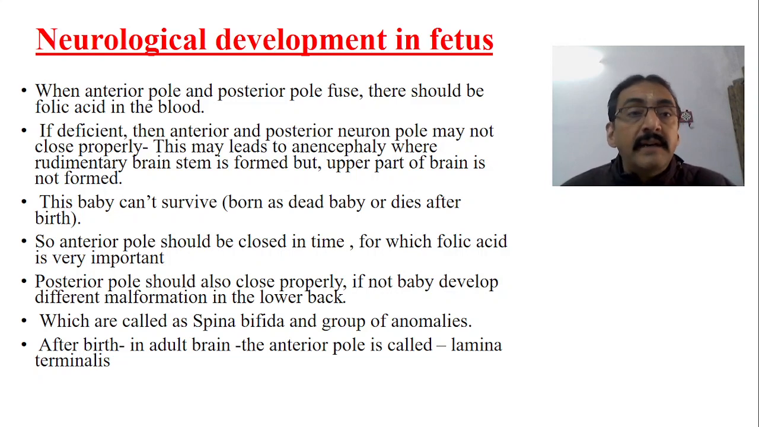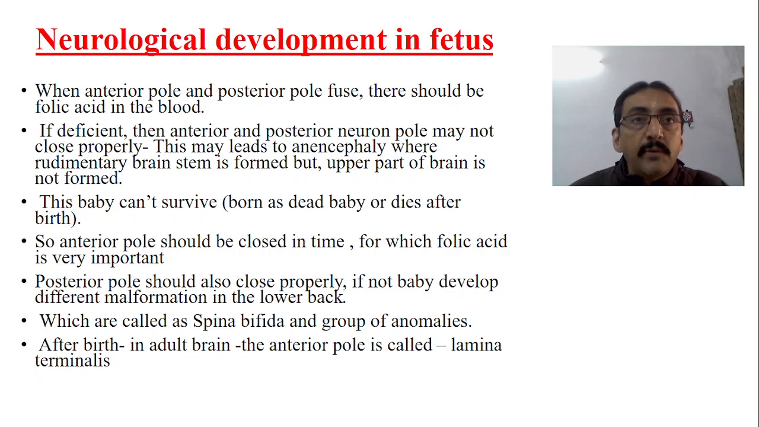If it is deficient, then the anterior and posterior neuropore may not close properly. This may lead to anencephaly. When the anterior pole is not properly closed, that may lead to anencephaly, absence of the cortex, where a rudimentary brainstem is formed, but the upper part of the brain is not formed. So that is the anterior pole itself leads to the formation of the future CNS.